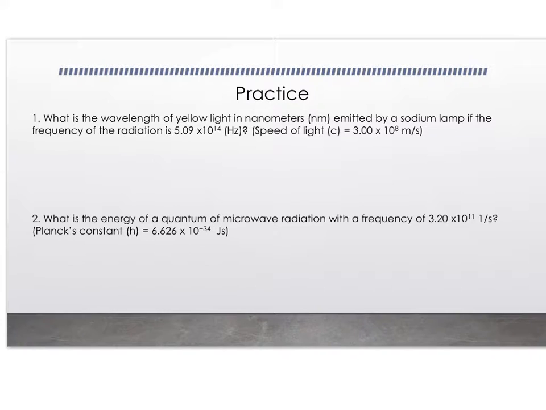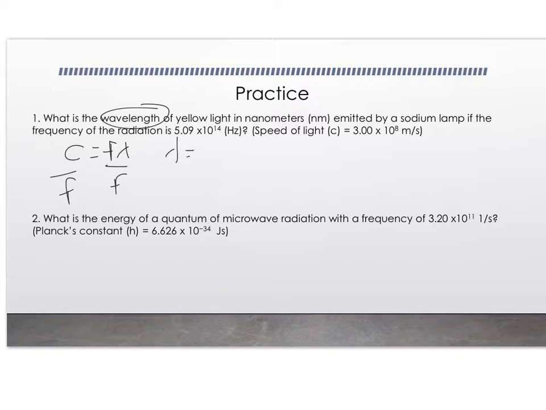Okay, so your first problem is, what is the wavelength of yellow light in nanometers emitted by a sodium lamp if the frequency of radiation is 5.09 times 10 to the 14th hertz? Using the speed of light, c is equal to 3 times 10 to the 8th. So we're going to relate frequency and wavelength through the speed of light. In solving for the wavelength, we have to divide both sides by frequency.